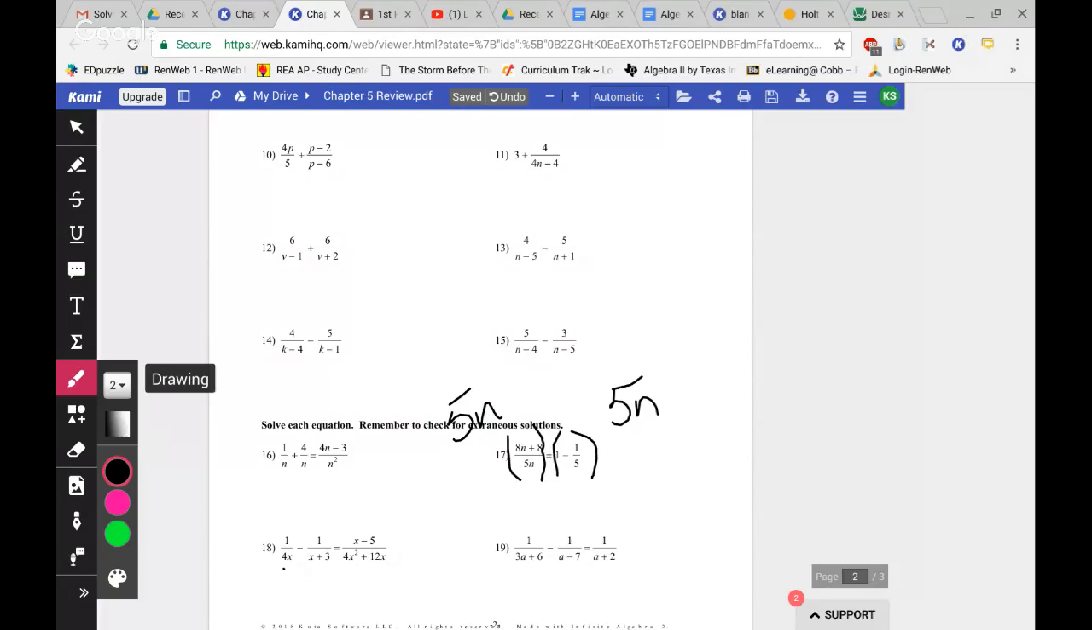So 5n goes into 5n one time, and then 1 times 8n plus 8 is 8n plus 8 equals. And then this 1 is actually expressed 1 over 1, and 1 goes into 5n times, and 5n times 1 is 5n. I hope that makes sense. I can write that out if anybody wants to see kind of what that looks like.